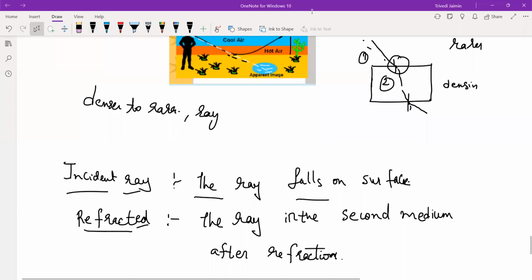Yes, sir. So what is the difference between refraction and reflection? Sir, reflection means bouncing back of light, whereas refraction means it changes the direction, sir. Like when it travels from one medium to the other, so it changed the medium. Yes, good.